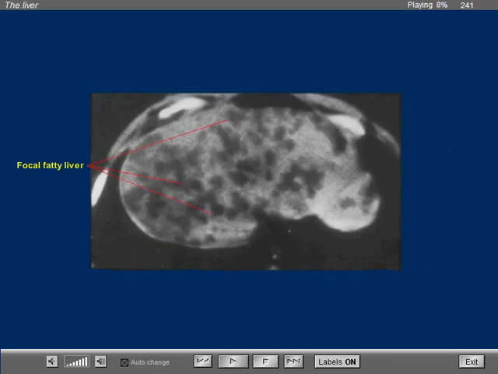Focal fatty deposits can appear disseminated throughout the liver, and in a way they can mimic metastatic disease and even polycystic disease. Obviously, the CT values of fat are almost pathognomonic of fat and will not be seen in other conditions.